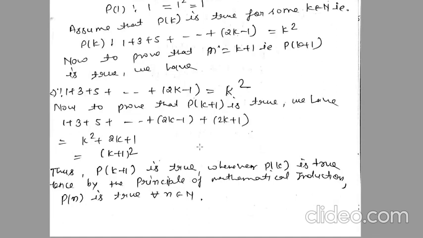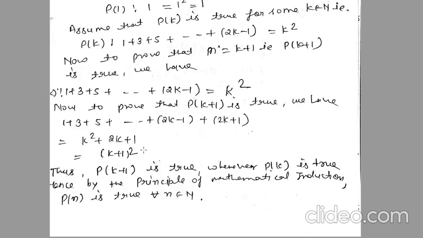Always remember that if you are proving for k plus 1, then n will be replaced by k plus 1, and you will get your last term. But before the last term there is another term, and the value of 1 plus 3 plus 5 plus and so on till 2k minus 1 is k square. So we can write here k square plus 2k plus 1. And this is your k plus 1 whole square.